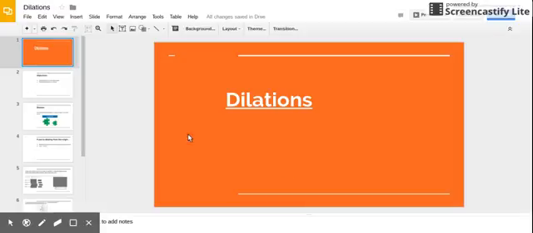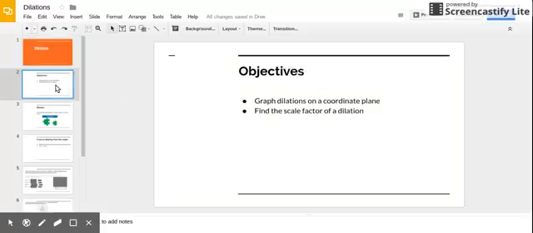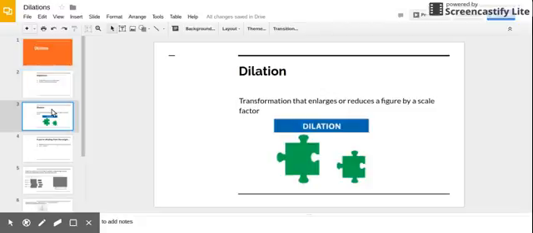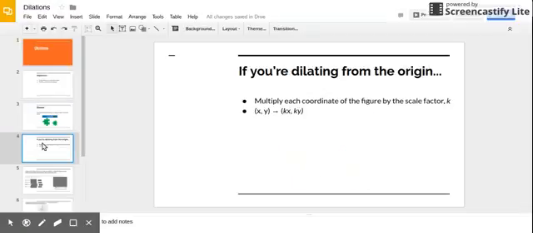Hi there, in this video you're going to learn about dilations. Your objectives for today are to graph dilations on a coordinate plane and to find the scale factor of a dilation. A dilation is a transformation that enlarges or reduces a figure by scale factor. So if you remember from when we did similar figures, we use the term scale factor. We're going to see what that means.